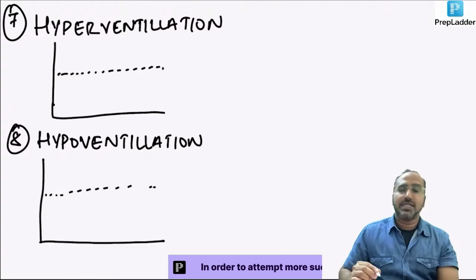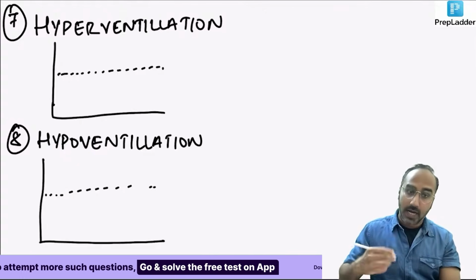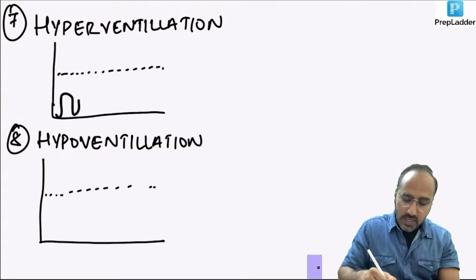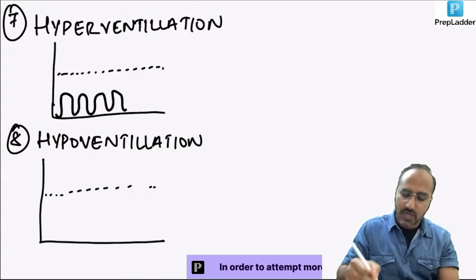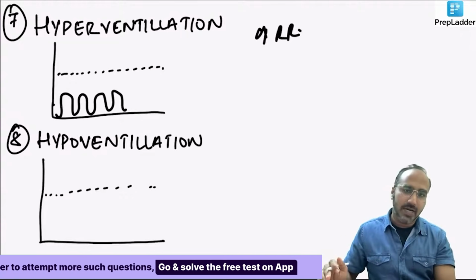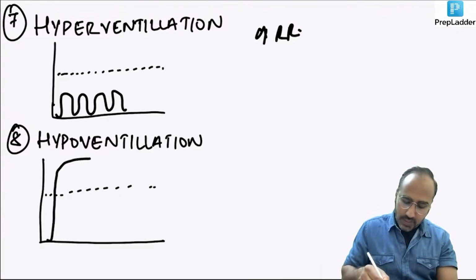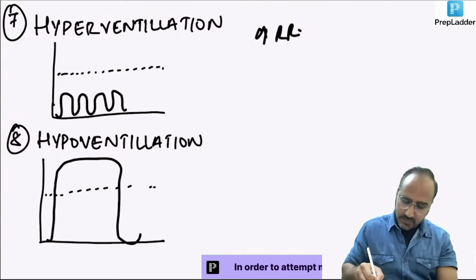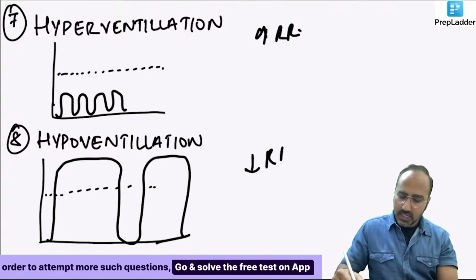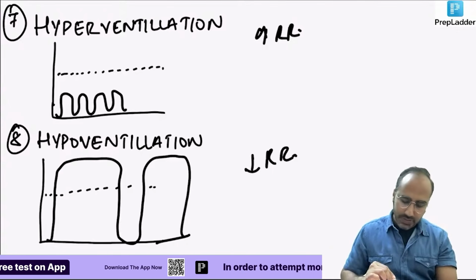Okay. Next, if you have kept the patient on a mechanical ventilator and you have increased the respiratory rate, what will you see in the capnography? You will see this capnograph. This capnograph means what? Hyperventilation, that is, you are basically washing out the carbon dioxide. In case of hypoventilation, where you decrease the respiratory rate, carbon dioxide gets accumulated and you will see this kind of capnograph. So these are the different capnograph patterns that you see over here.